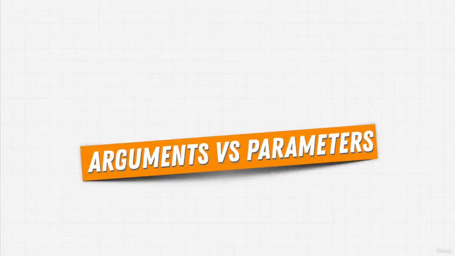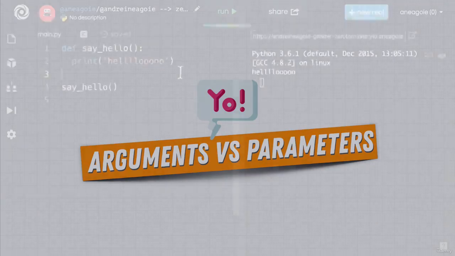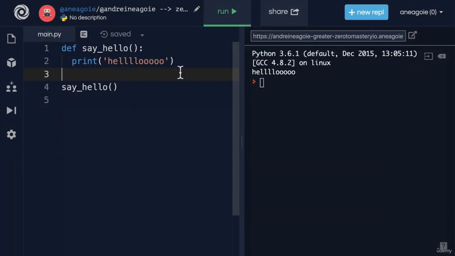Let's talk about arguments versus parameters, which is one of our key terms that we use when describing functions. Let's see what they mean. You see, right now, our say hello function is pretty generic. Very simple, right? We're just printing hello. It's kind of useful, but not really.